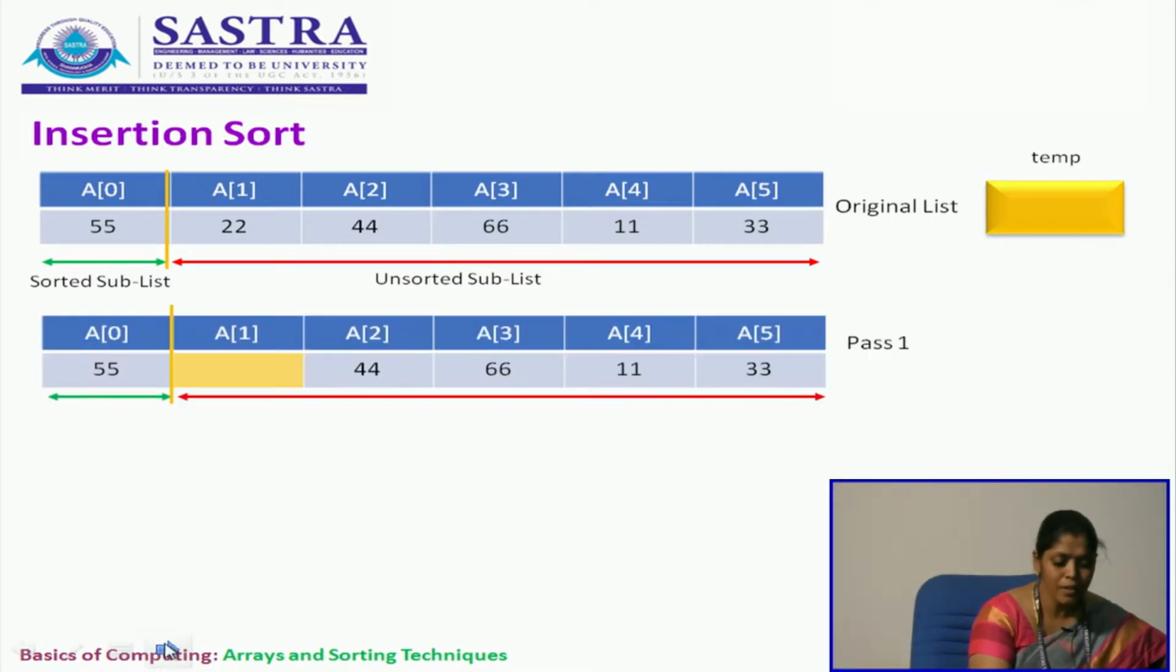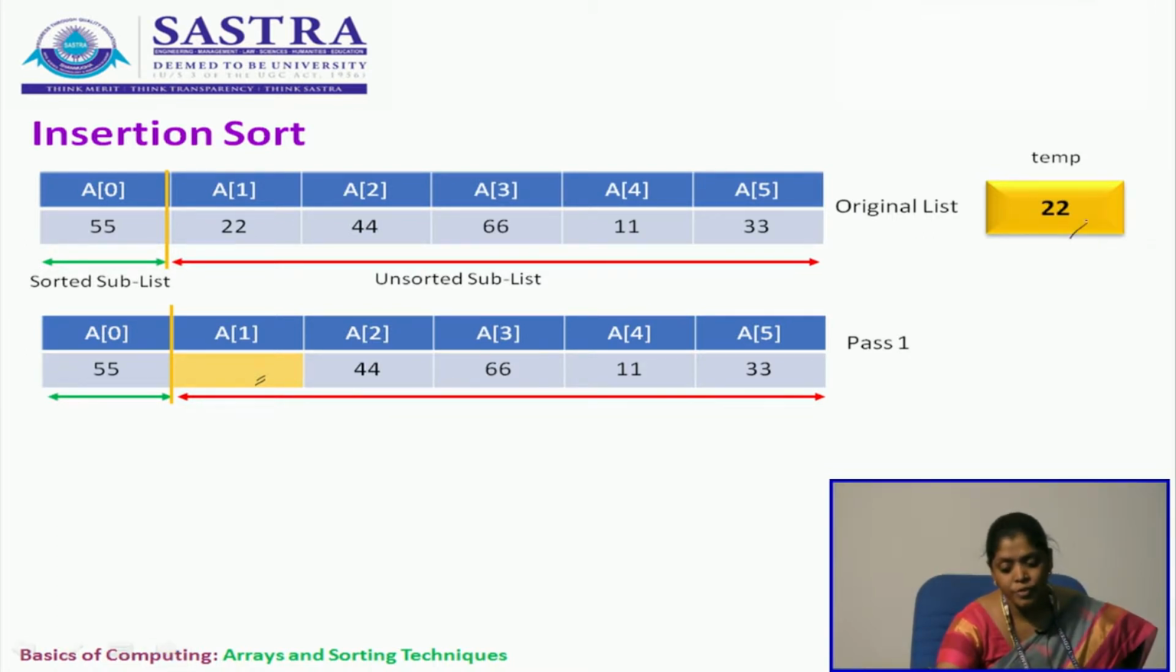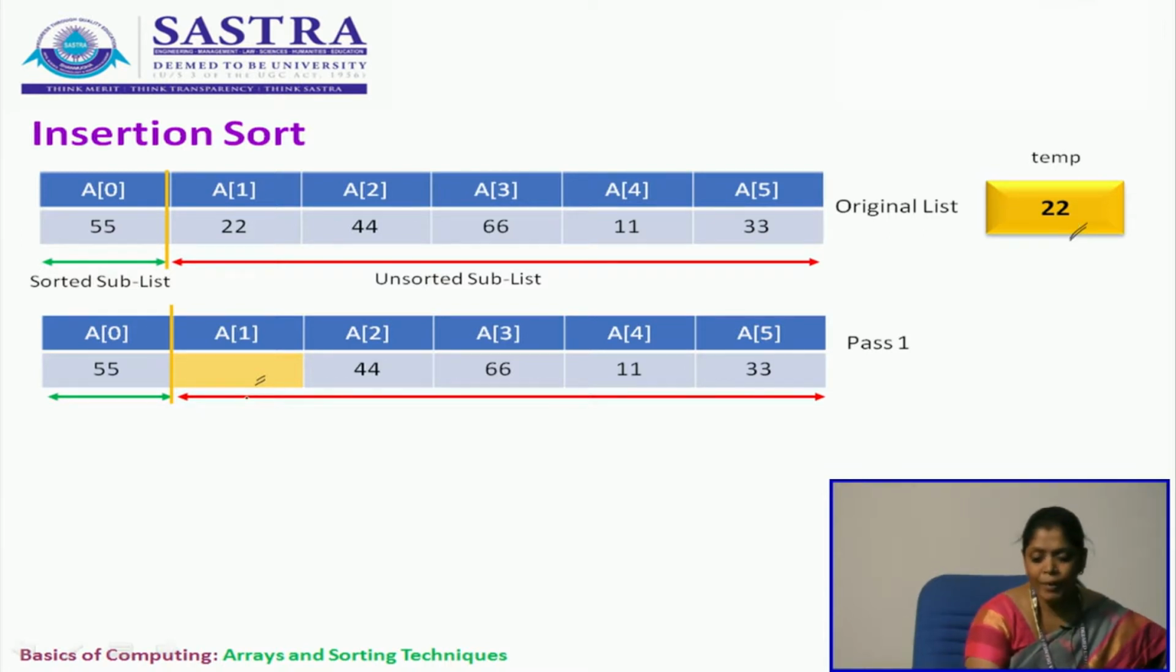So what is the logic? From the unsorted sublist, we have to take the first element and then find the appropriate position for this element in the sorted sublist. That is the algorithm. So first we have taken the first element, which has to be stored in the temporary variable, and it has now been stored. Though we have copied it, we can consider the A of 1 position as an empty space. That means it is eligible for us to store some other value in it, because the backup of A of 1 is available in temp.